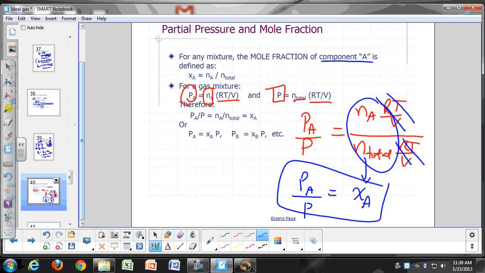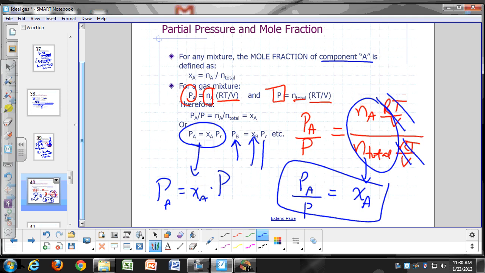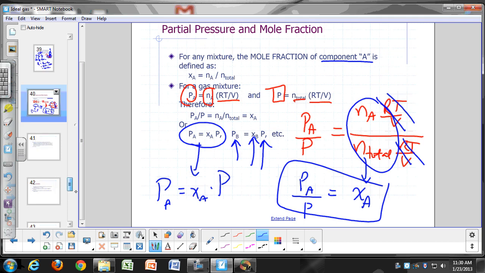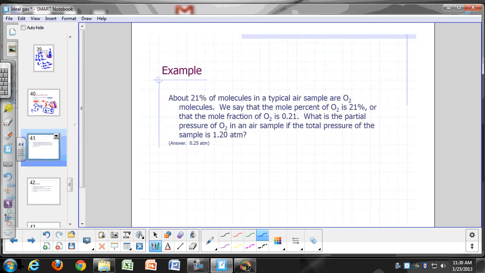Okay? Or you can rearrange this, right? So we can say the partial pressure of A is just whatever the mole fraction of A is multiplied by the total pressure. We can generalize this. If you have a component B, then the partial pressure of component B is whatever its mole fraction is in the vapor multiplied by the total pressure. So let's apply that to this problem here.